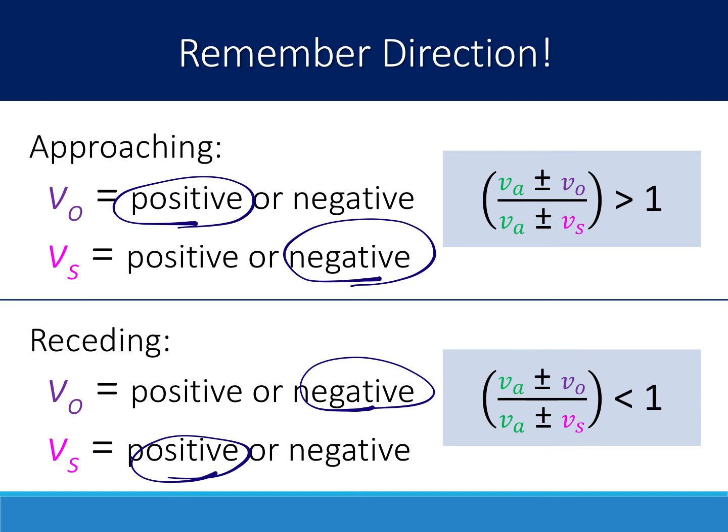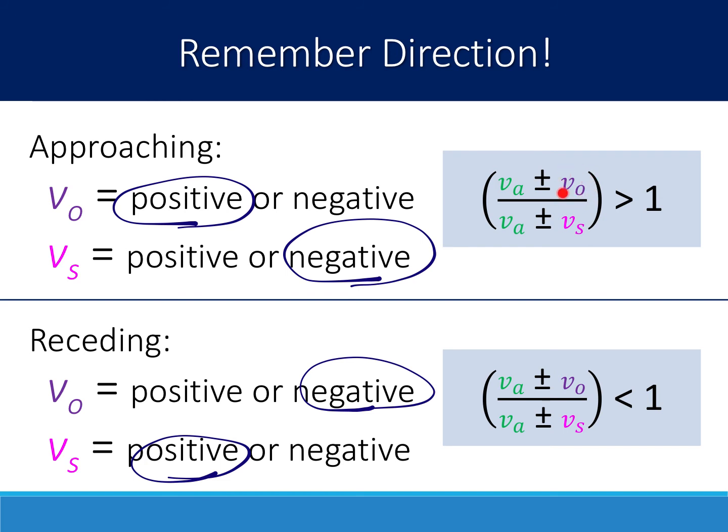This makes sense. If you're coming at something, or if it's coming at you, you're going to hear a higher pitch. And if it's moving away from you, it's going to have a lower pitch. So that's all that this term is doing in the equation, looking at if the thing is approaching or if it's receding. So if it's approaching, VO will be positive, okay?